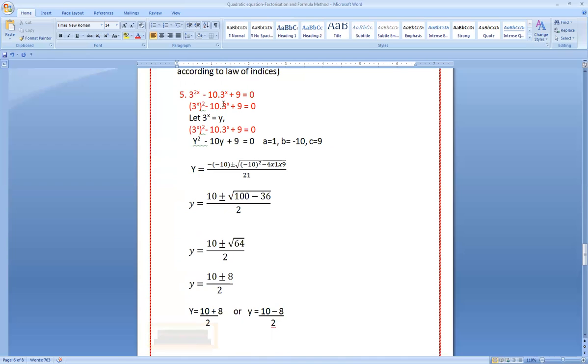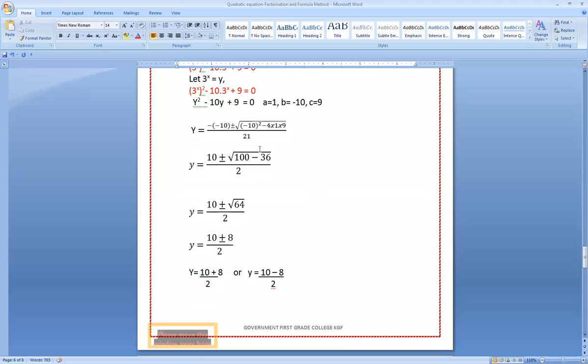So we are assuming 3 to the power of x is nothing but y. So 3 to the power of 2x can also be written as 3 to the power of x, whole to the power 2, which is 2 into x is 2x, minus 10 into 3 to the power of x plus 9. Where there is 3 to the power of x, we can substitute the value y. Outside there is a square, write the square as it is, minus 10 y plus 9. Now a equals 1, b equals minus 10, c equals 9.